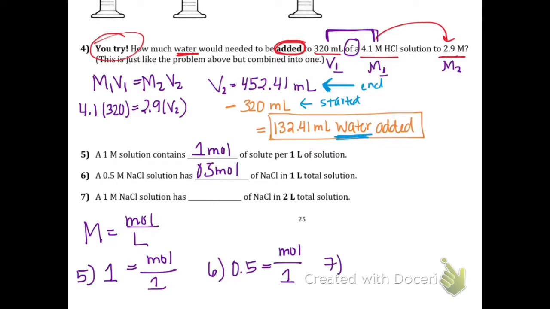Okay, for number 7, you think, okay, I have 1 molar. I want to know the number of moles in 2 liters. What divided by 2 gets me 1? It's going to be 2 moles. Okay, you've got to think that you're doing moles divided by liters, right? So moles divided by liters should get you molarity. So if you look up here, 1 divided by 1 is 1. 0.5 divided by 1 is 0.5. 2 divided by 2 is 1. All right?